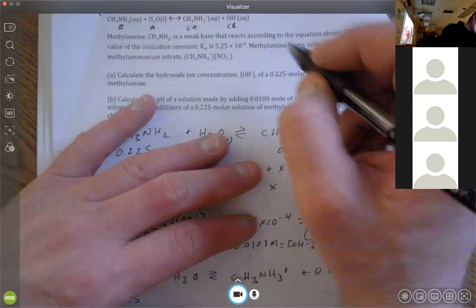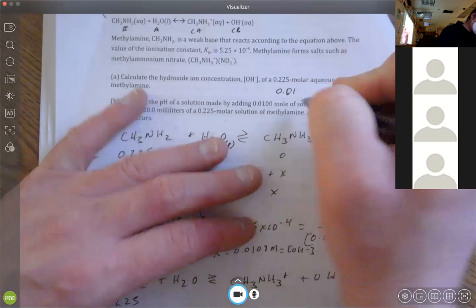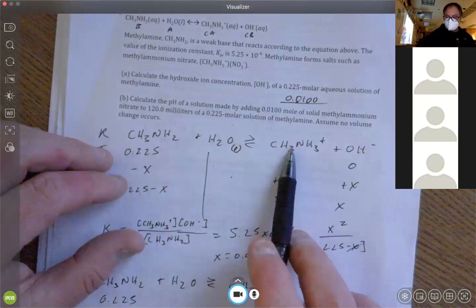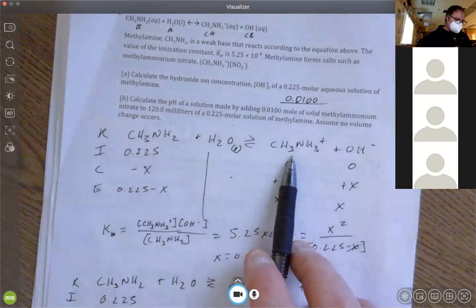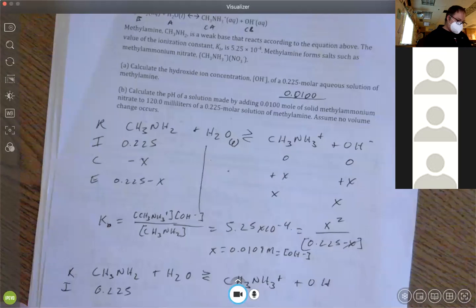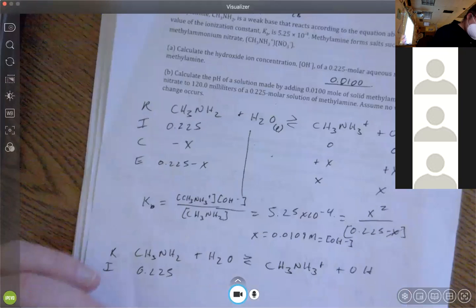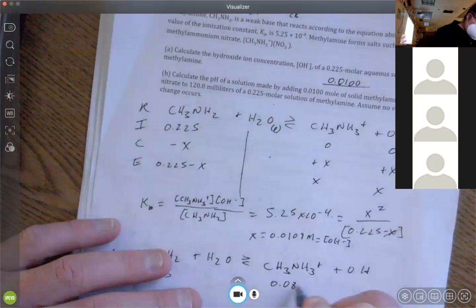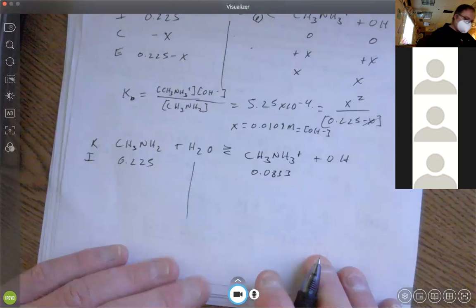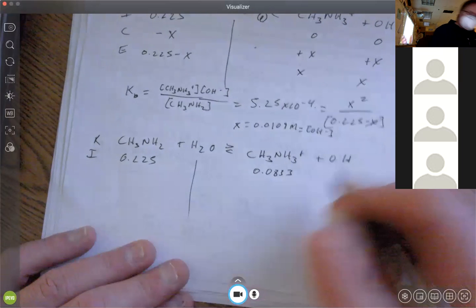So I'm going to go ahead and write 0.0100. And I need to find the concentration of this right here. So I need to divide that by the volume, which is 120 milliliters. 0.01 divided by 0.120. And we get 0.0833. So again, we don't care about the H2O. We get 0.0833. We still have zero of this hydroxide.